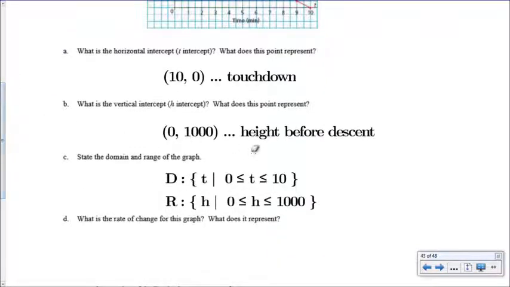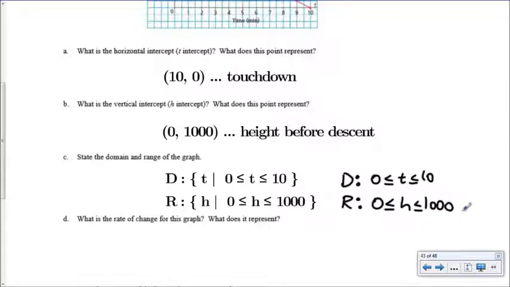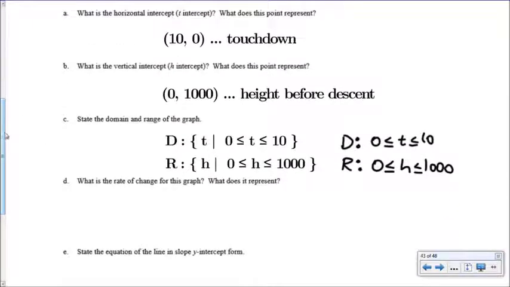Now, you may have opted to do instead this slightly different version. So you might have just put domain like that, and that's totally fine. This is kind of a little bit more formal, but if you just put something like that down, that's fine as well. So go ahead and give yourself a mark if you got that as well.